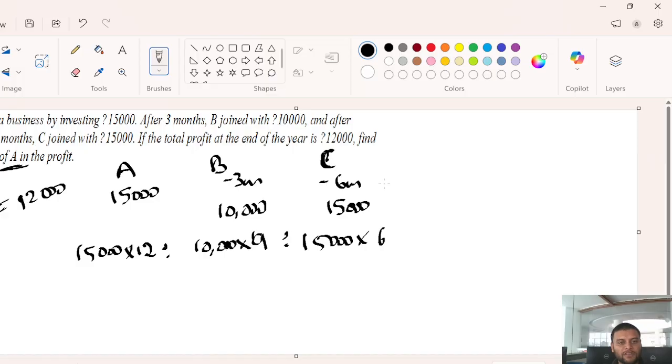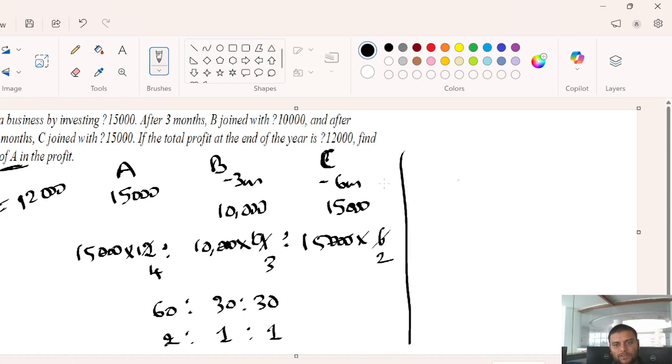Further, we have to cancel these 3 fours, 3 threes, 3 twos. These three zeros, these three zeros, these three zeros will go. 60 is to 30 is to 30. Okay, 2 is to 1 is to 1. This is the ratio in which they have to share their profit. And they are asking to find A's profit. So to say how much amount A is going to have, the ratio between them is A is to B is to C is 2 is to 1 is to 1.